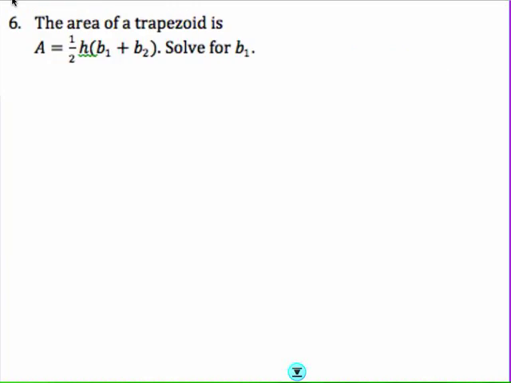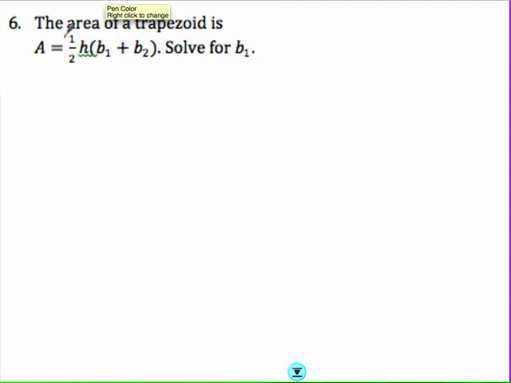The next question says that there's an area of a trapezoid. People thought that this was a geometry problem. It's not a geometry problem. You're just solving for the letter b sub 1. So in this case, if I have a b sub 1 right here, I want to get everything else away from it. So my goal is to isolate that variable.